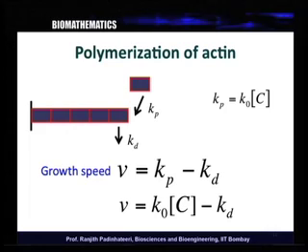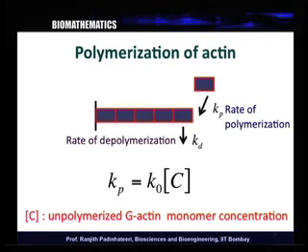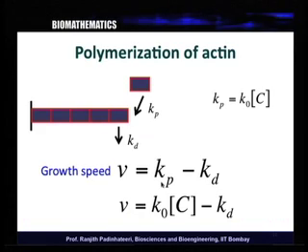Now let us look at here. Once we understand that the rate of polymerization Kp is k0 C, we can write down the growth speed as Kp minus Kd, which is common sense again. The net speed is whatever polymerized minus whatever depolymerized. If you have 10 monomers polymerizing per second and 2 monomers depolymerizing per second, the length of this filament will increase by 8 monomers per second. So, the growth speed is nothing but Kp minus Kd, the polymerization rate minus the depolymerization rate.